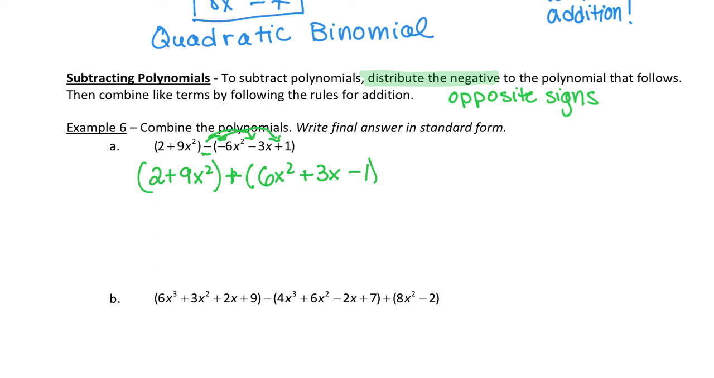And now I can combine my like terms. So I've got the x squared and the 6x squared here. 9x squared plus 6x squared will be 15x squared. And let's see, I've got 3x, so plus 3x. And then I've got my constant, so 2 minus 1 is going to be plus 1. And that is my final answer.